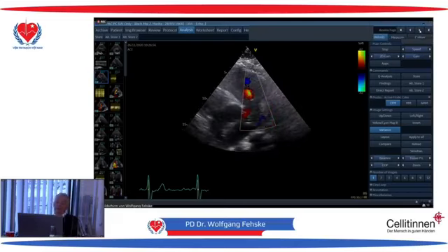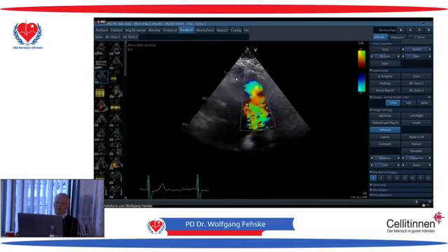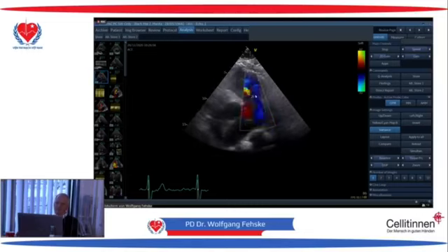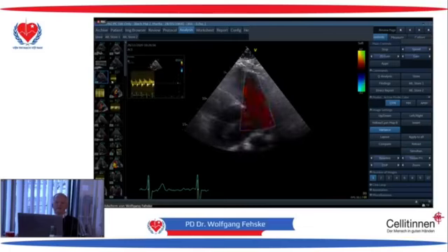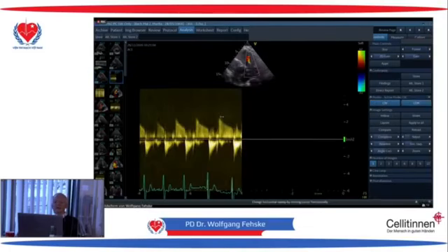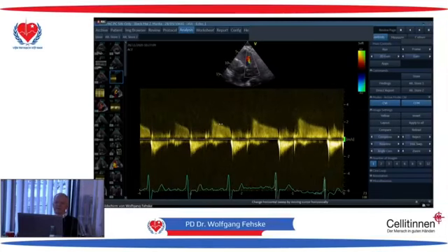First of all, we calculate the QP over QS, which is done with the pulmonary flow in the main pulmonary artery compared to the flow in the aorta. I will do it very briefly. I show you the results. But what is interesting is the diastolic pressure in the pulmonary artery. And this is what we see here.